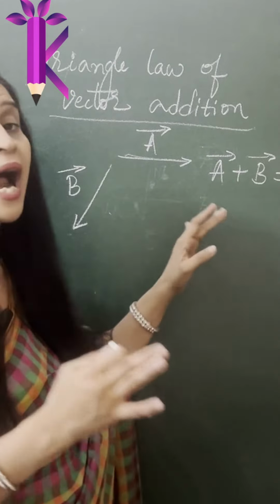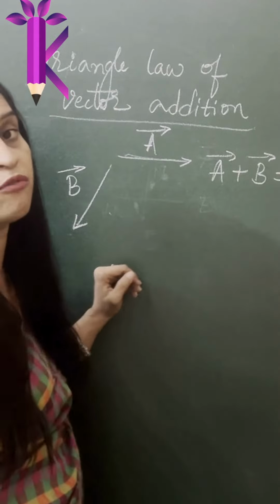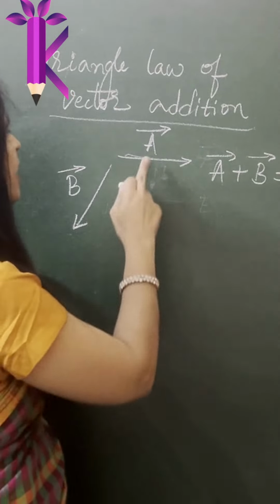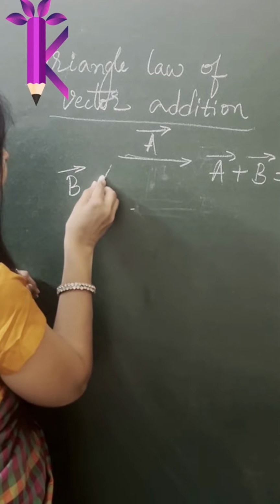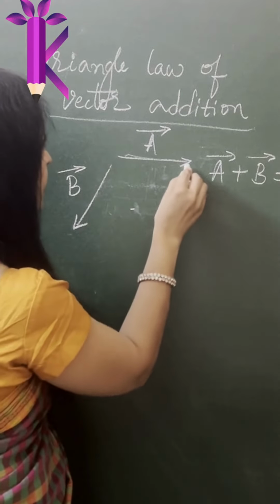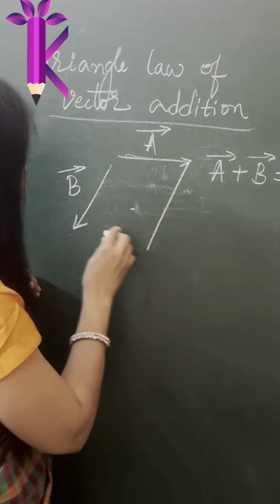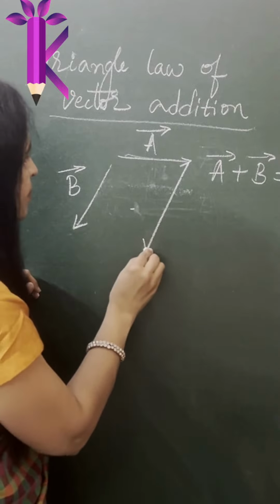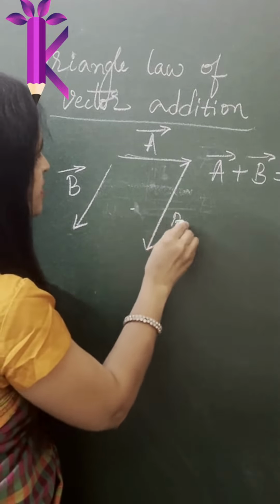But then if you have to add vectors along with their directions also, there is a simple rule called the triangle law of vector addition. What does it have to say? So take vector A and slide this vector B, so you have to draw it literally parallel to vector B. So you slide it till this point. So this is your vector B.